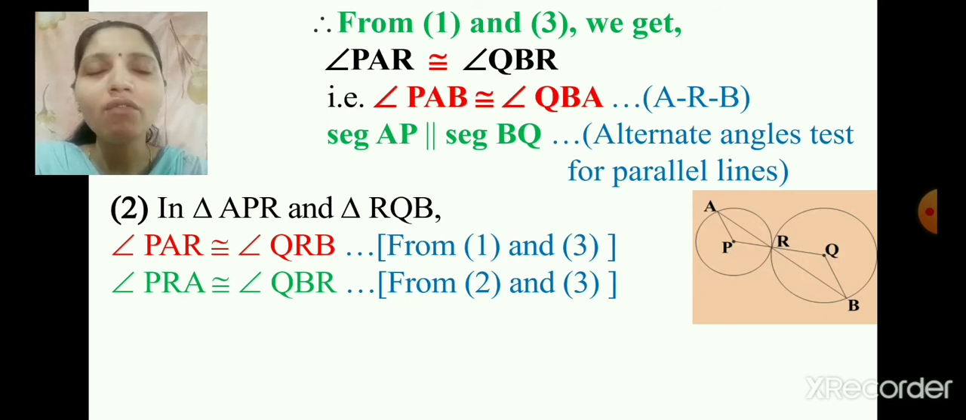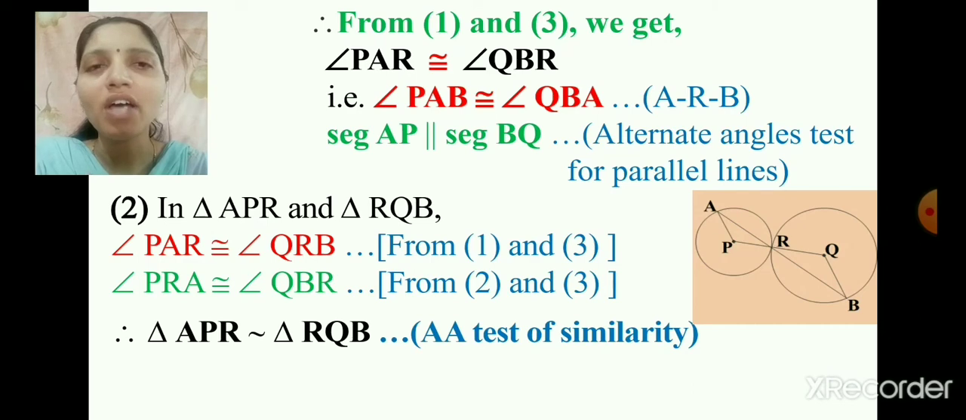Therefore, if two corresponding angles of any two triangles are congruent, then we say that these two triangles are similar. So here we get triangle APR is similar to triangle RQP. What reason will you write here? Angle test of similarity, which we learned in the first lesson. Hence we have proved that triangle APR is similar to triangle RQP.